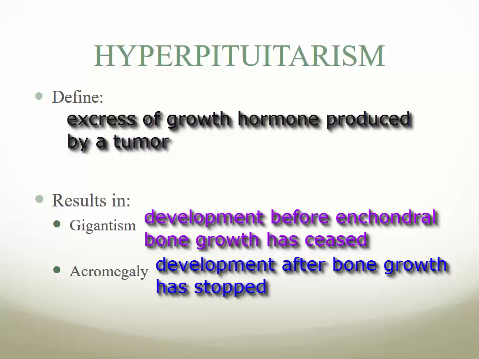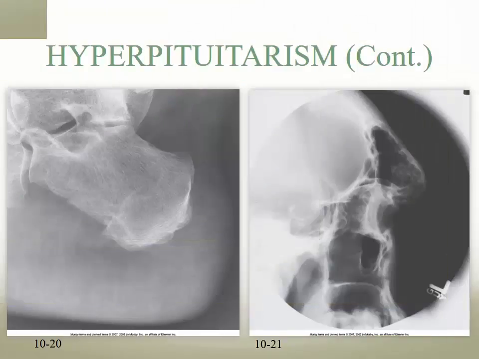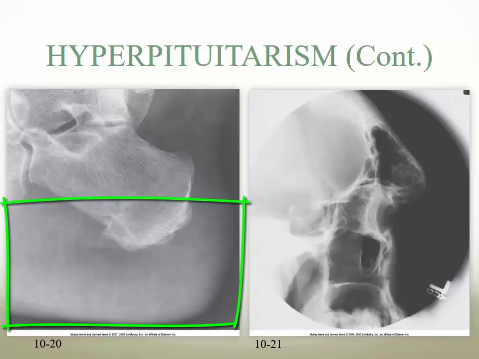The long bones can no longer grow because epiphyses are closed. However, the bones of the hands, feet, and face enlarge, and there's excess growth of the soft tissues. Thickening of the heel pads to more than 23 centimeters is highly suggestive of acromegaly. Since this patient's heel pad measures 32 millimeters, it is highly suggestive of acromegaly.